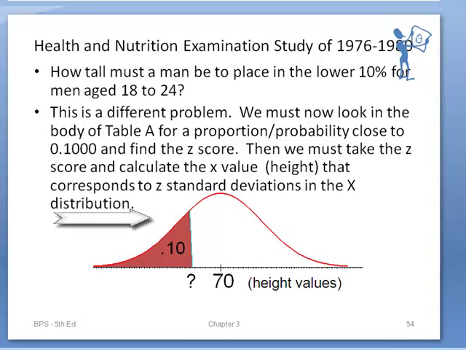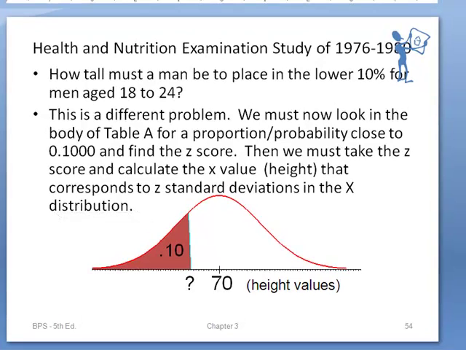Now we're going to look at a slightly different problem. Now what we're going to say is, we want to find the height such that 10% of men have that height or less than that height. So another way to say that is, how tall must a man be to place in the lower 10% for a man in that age range, 18 to 24? So what's going to happen here is it's kind of reverse of what we did.